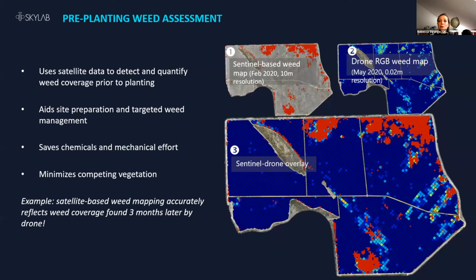You can use satellite imagery to assess a weed situation before you want to plant up an area. So that, again, helps you to prepare the site with any chemical or mechanical weed removal efforts.